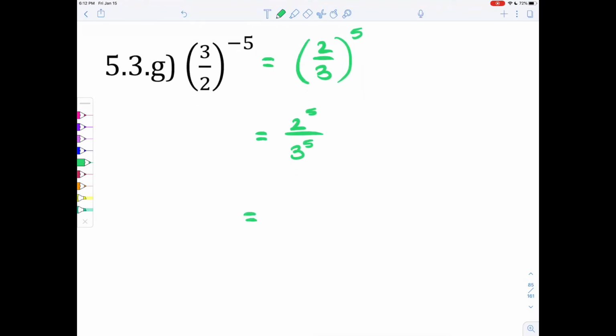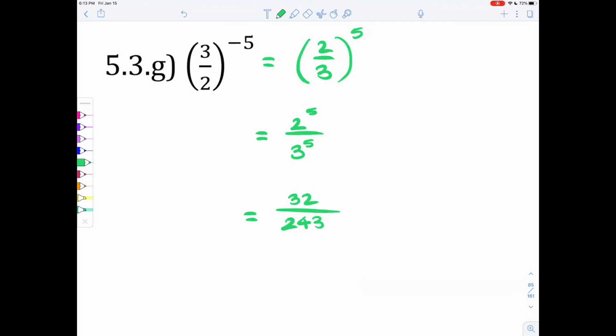2 to the power of 5 is 2 times 2 times 2 times 2 times 2, which is 32. And 3 to the 5 is 3 times 3 to the 4, so 3 times 81 gives me 243. We don't have to worry about being able to simplify this fraction. If the original couldn't be simplified any further, then neither can that. They won't have anything in common because these didn't have anything in common. And that's all I have to say about that.